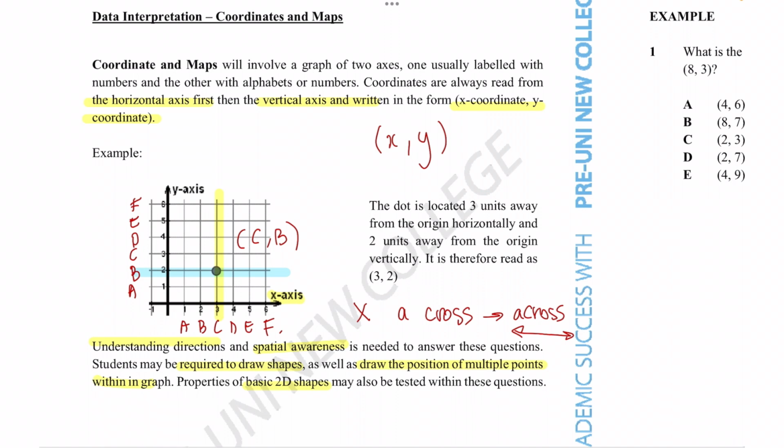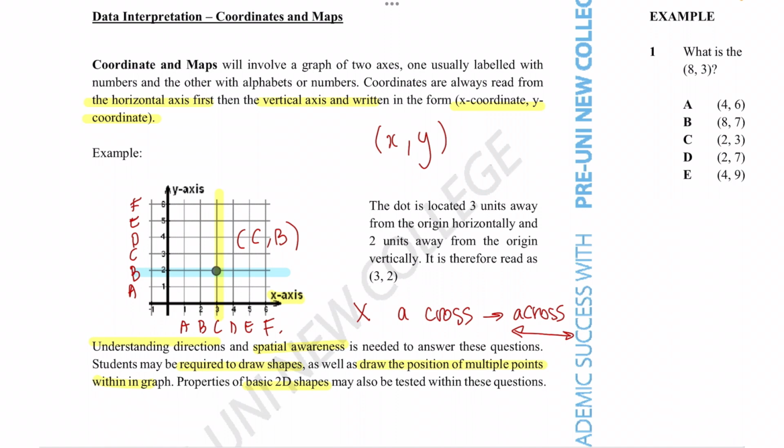So having some knowledge of what 2D shape properties are, and those would be things like squares having right angles on all their sides and all the sides being the same, rectangles, triangles, you get the gist. So having some knowledge of that will definitely help in answering these questions.